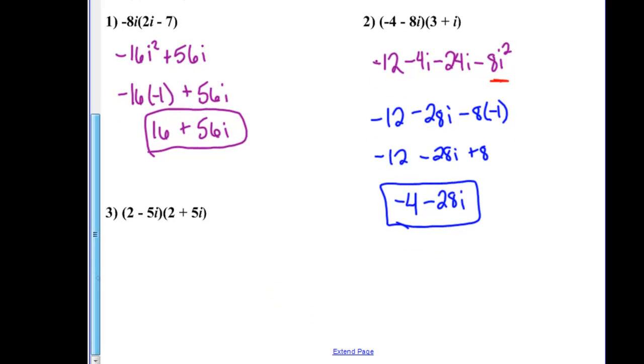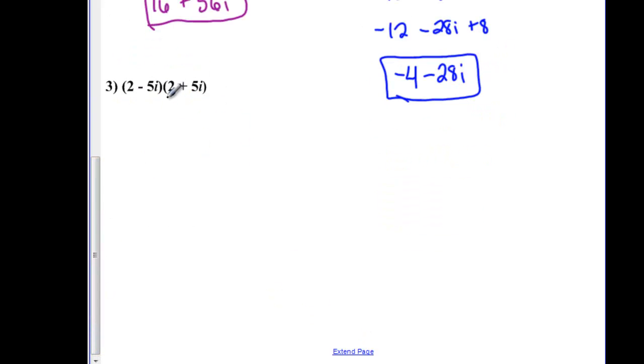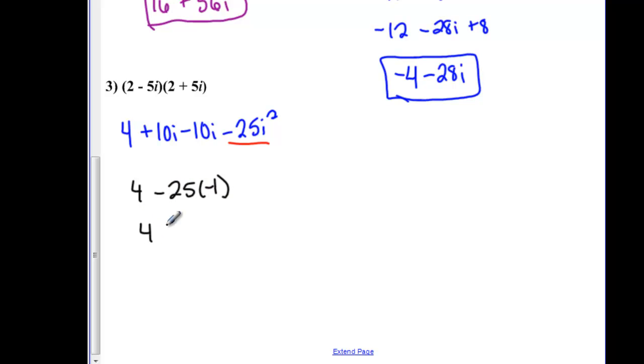Let's do number 3 real quick. All right, so again with the foiling, what's the first thing you get? Okay, 4 plus 10i minus 10i minus 25i squared. And again, that minus 25i squared is going to be the weird one. So we got 4. These guys canceled out, right? Plus 10i minus 10i. And then it's a minus 25 times negative 1. So it's the same as 4 plus 25. Yeah, so we just end up at 29. Is that okay?